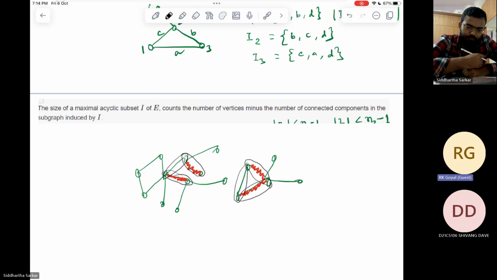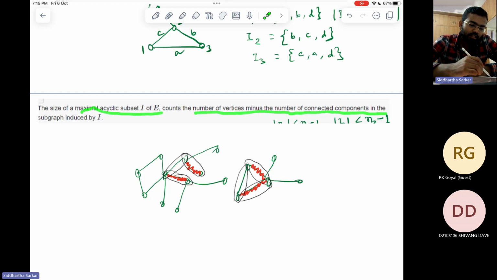But then how will it make a difference in the number of connected components? That we'll see. The statement is: the size of a maximal acyclic subset I is nothing but the number of vertices minus the number of connected components in the subgraph induced by I. So consider this example only.